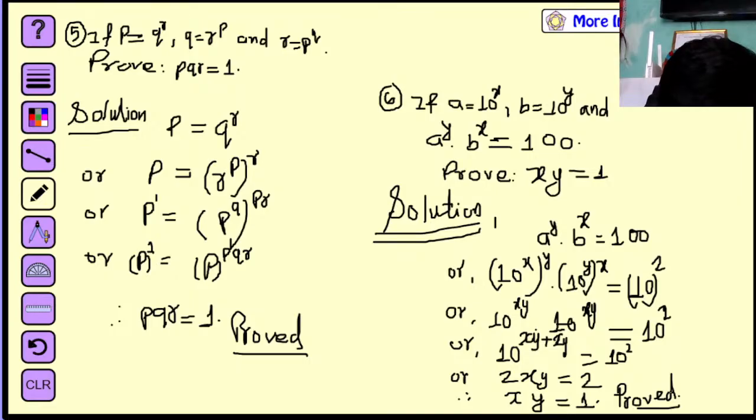Seventh number is: if a equals x to the power p, b equals x to the power q, and c equals x to the power r, then prove. It's asking to prove a to the power q minus r into b to the power r minus p into c to the power p minus q equals 1.